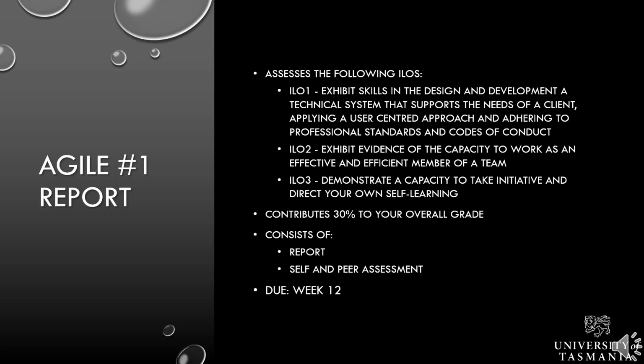As a large component, all of the components of the Agile cycle contribute 30% to your overall grade. So again, this is quite a substantive assignment that you need to pay attention to and make a very strong and active contribution to over the next 6 or 7 weeks. The Agile report itself consists of both the report proper, just as you've done in both initiation and planning, and a self and peer assessment. These components are due in week 12.